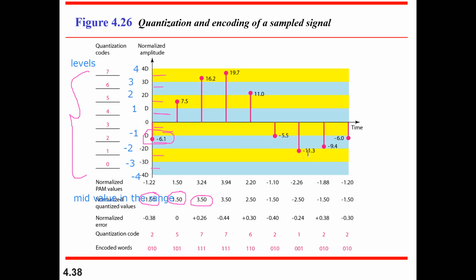Similar fashion with respect to your -11.3. -11.3 is lying between this particular -2 to -3. So between this, what is the level number that we have? 1. Second, the next point is -9.4. It is one step below, coming between your -1 to -2. So it is one step behind, but still it is taking the value as 2. So like that, it will just go on. Understanding it? Any doubt?